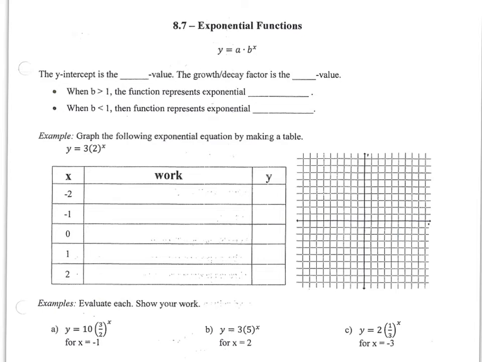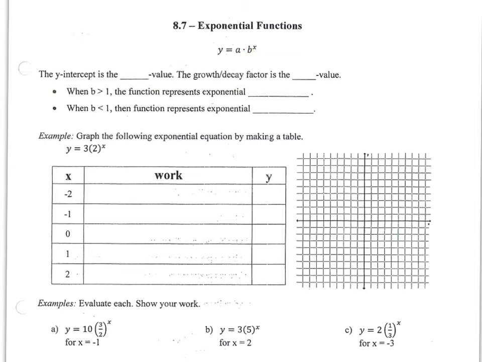So far in algebra, we've talked about linear functions. So linear functions have a constant increase or a constant decrease situation. They are straight lines. But an exponential function does not have a constant increase or decrease. Instead, it's increasing or decreasing by a percent.